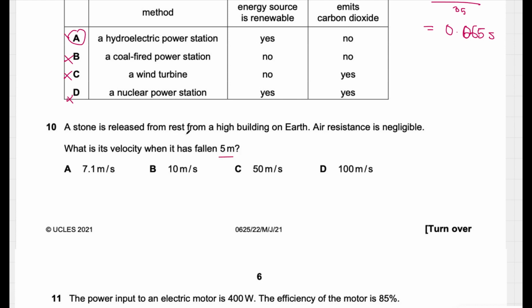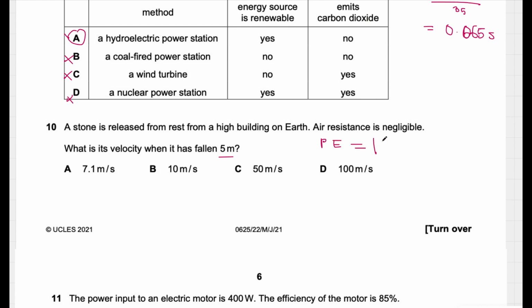A stone is released from rest from a high building on earth. Air resistance is negligible. What's the velocity when it has fallen 45 meters? Okay, so we have, at equilibrium, potential energy is equal to kinetic energy.